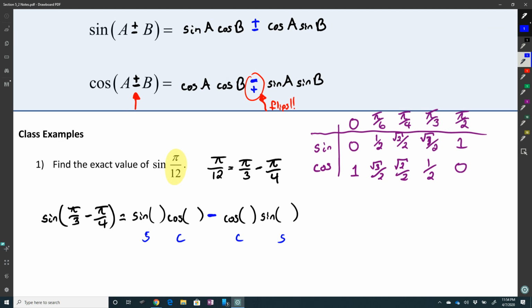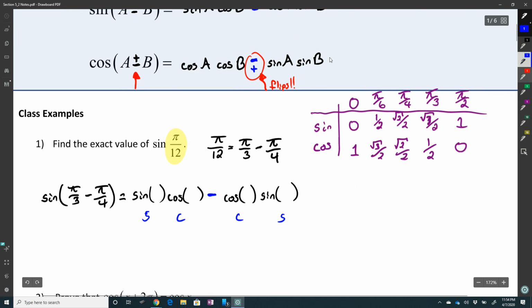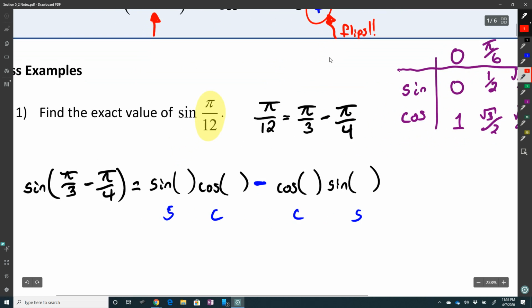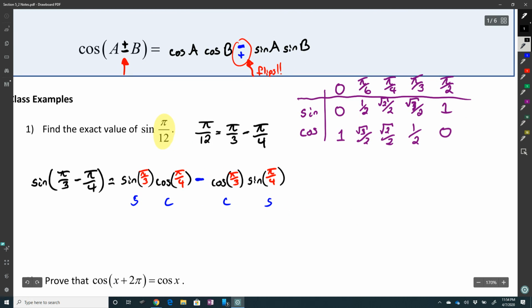And notice for all the patterns, it's just AB, AB. They wrote the pattern this way so that the order of the terms doesn't change. So I'm just going to put pi over 3, pi over 4, pi over 3, pi over 4. And we can refer to our table. Sine of pi over 3 is square root of 3 over 2. I'm going to write it a little nicer.